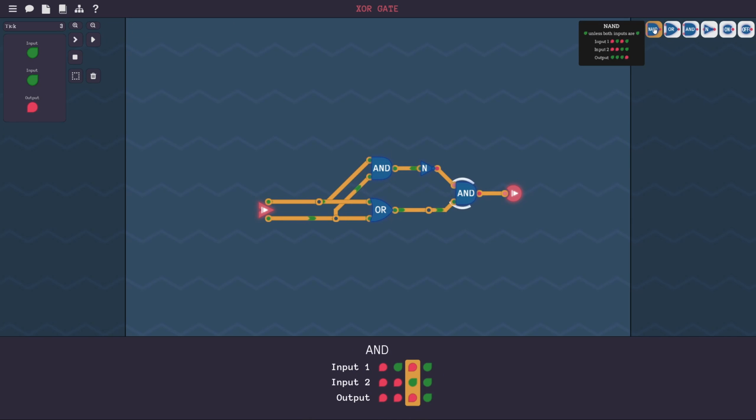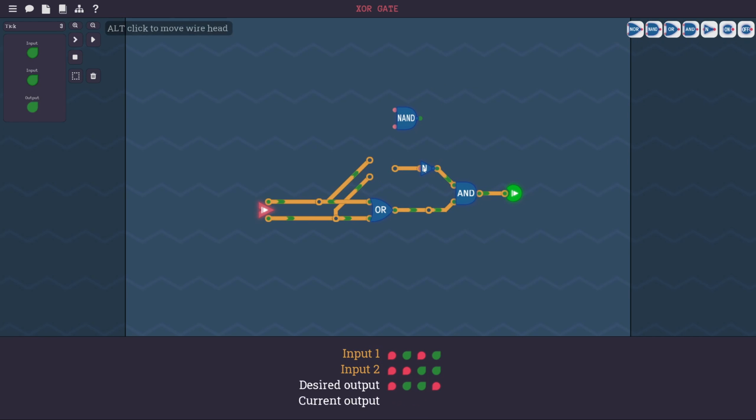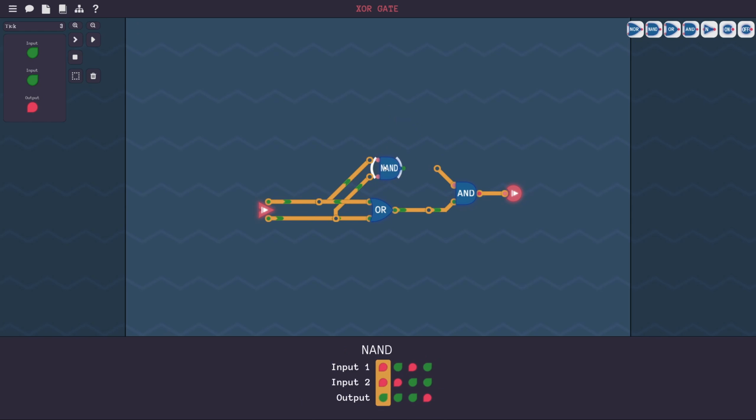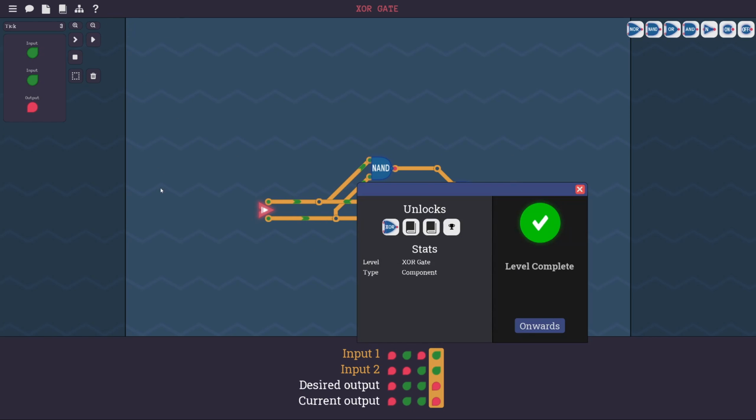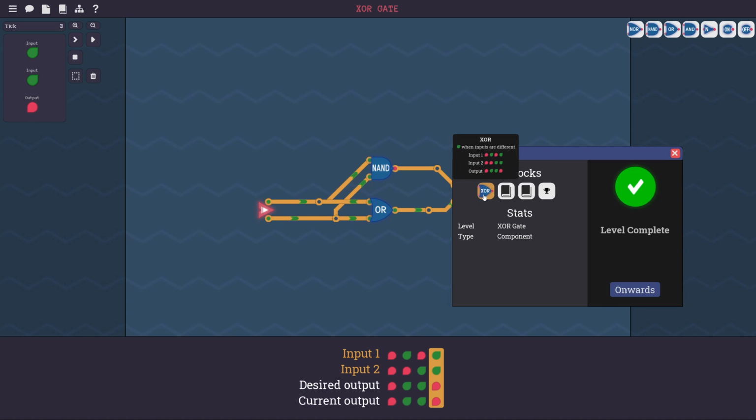You know what we could do actually? Instead of doing an AND and a NOT gate, let's just do a NAND gate. That'll be simpler, right? That's the whole point of it. So now watch this. If both of the inputs are low, nothing gets past this AND gate, so our output is low. If one input is high, our output is high. If the other one is high, our output is high. But if both are high, then our output is low. So this is an XOR gate right here, exclusive OR. And there we go, we unlock the XOR gate.